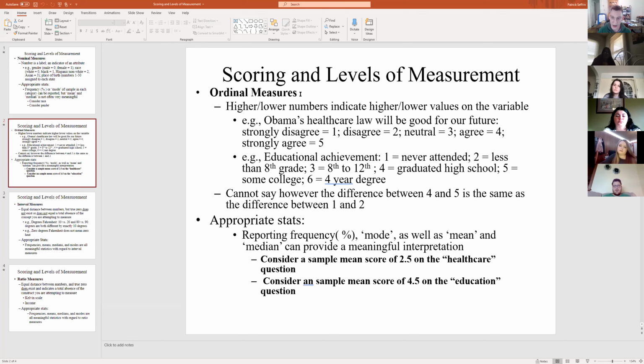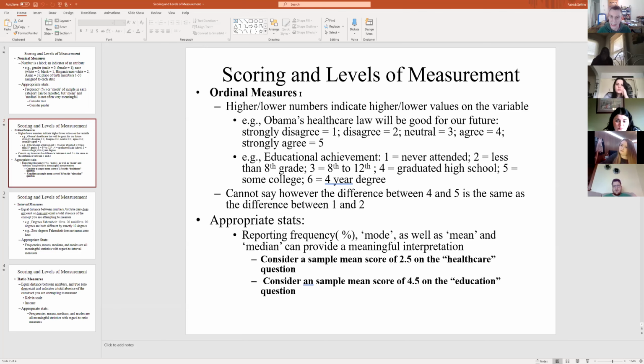Ordinal just means that the number above is higher in some degree of measurement than the one below it. You cannot say that a 2 and a 3 are separated by the same amount of whatever you're measuring as a 3 and a 4.